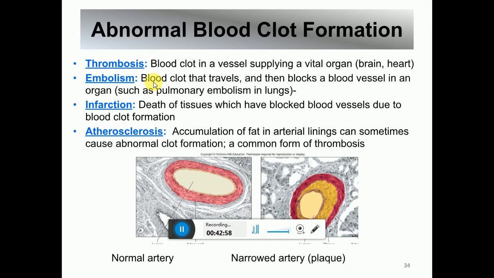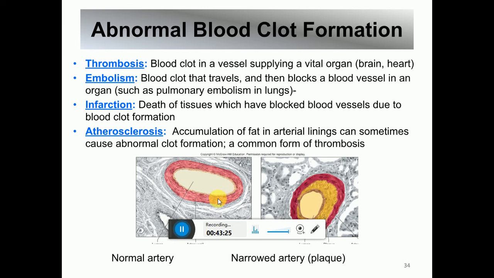Other different kinds of blood clots, so we already talked about thrombosis, we talked about embolism, and both of these can lead to infarction, which is gangrene or death of tissues because of the blocking of their blood vessels due to a blood clot. And atherosclerosis can also lead to the formation of a blood clot. So one of the things that our body does to prevent clots from happening would be the smoothness of the inside of the blood vessel.